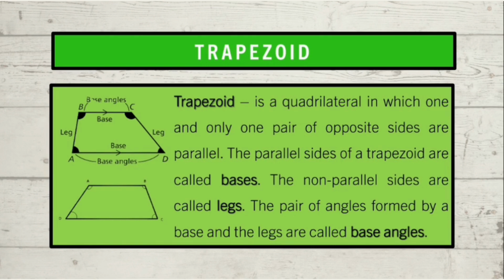Remember that the bases are the parallel sides. The legs are the non-parallel sides. While the base angles of a trapezoid are 2 consecutive angles whose common side is the base. I hope you were able to name the parts of the trapezoid. I repeat the terms you need to remember on trapezoids. The bases are the parallel sides, the legs are the non-parallel sides, while the base angles of a trapezoid are the 2 consecutive angles whose common side is the base.